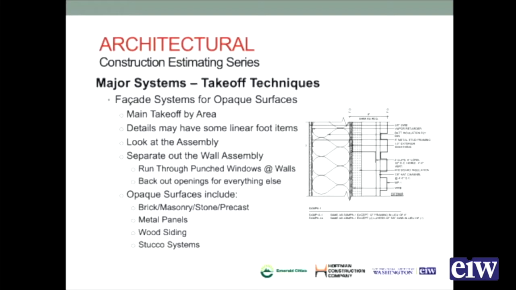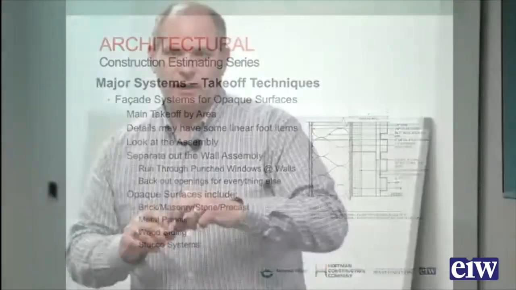So these are assemblies. When we look at facade areas, we look at square footage of wall surface, square footage of metal panel. Those are the main elements. As you get into the details, you'll see some elements that are more lineal footages, such as trim pieces or specific elements that are more lineal in nature. But for the general bulk of this, you're dealing with areas, and then you're looking at assemblies.